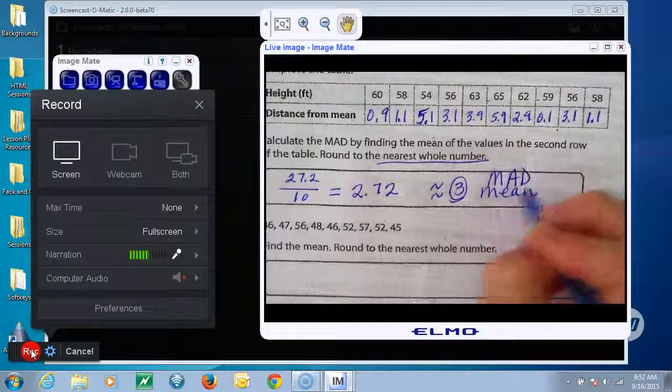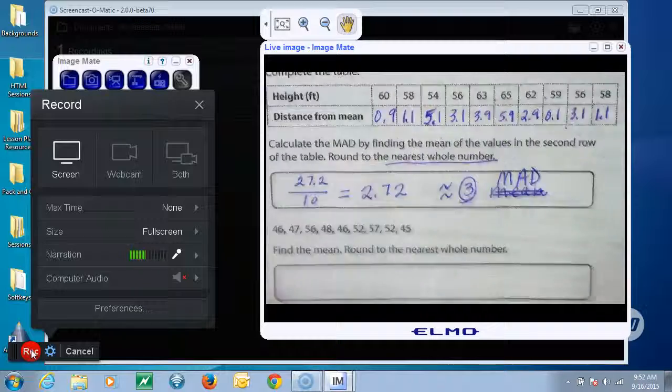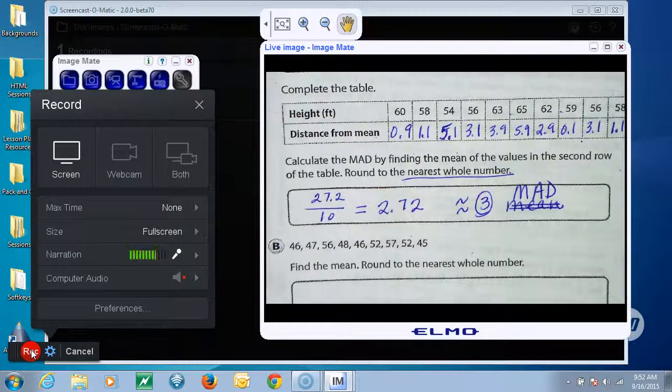That's the mean. I'm sorry. The MAD. Cross out mean. Write MAD. That would be our MAD. Mean absolute deviation. Deviate means how far, the change, how much change there is. How far you deviate off the road. Deviate means how far you go off, how much you change.